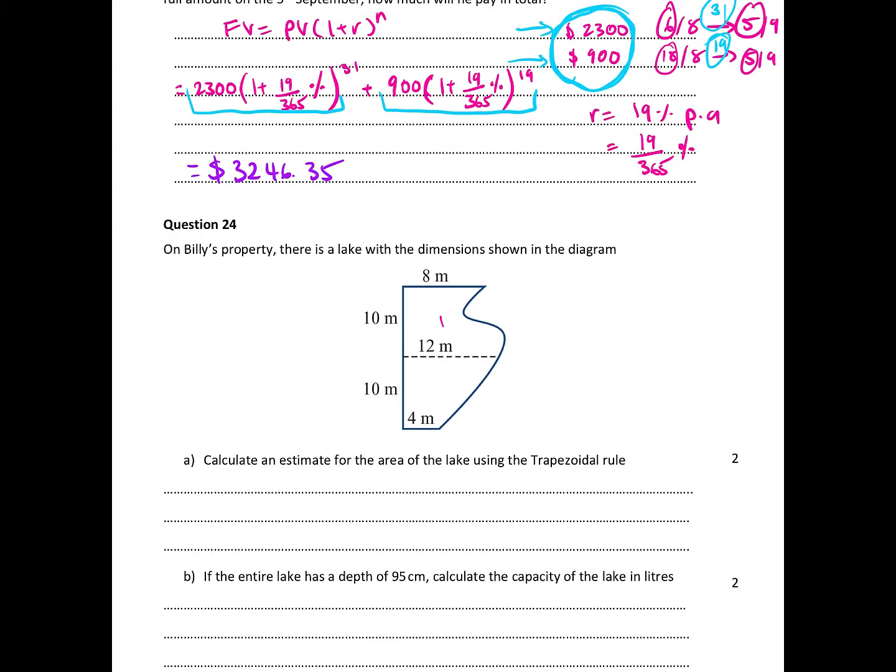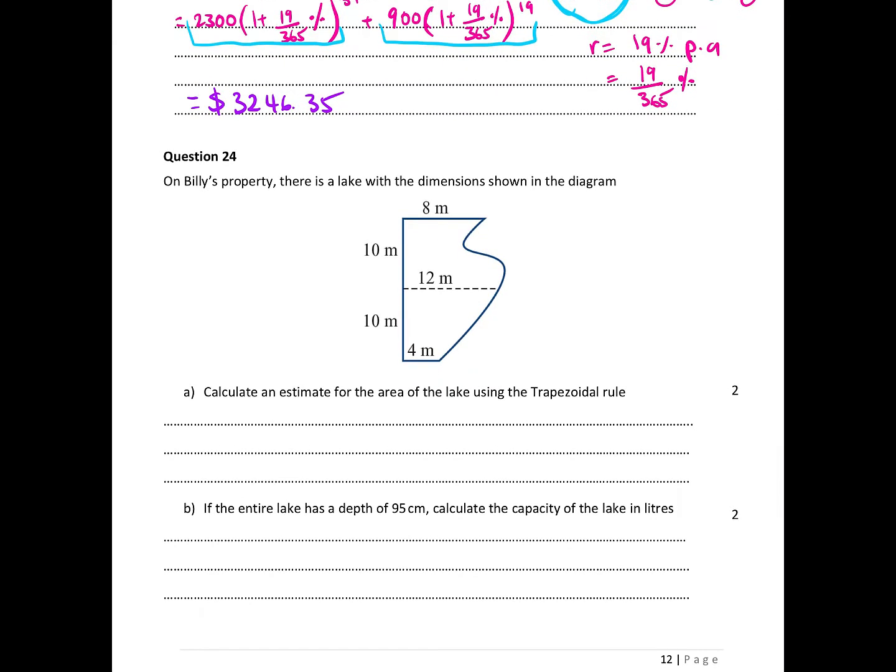Question 24. On Billy's property, there is a lake with dimensions shown in the diagram. Calculate the estimate of the area of the lake using the trapezoidal rule. Okay, so I'll break this up into two. So I've got area 1 and area 2. So I'll just put them together using my trapezoidal rule formula.